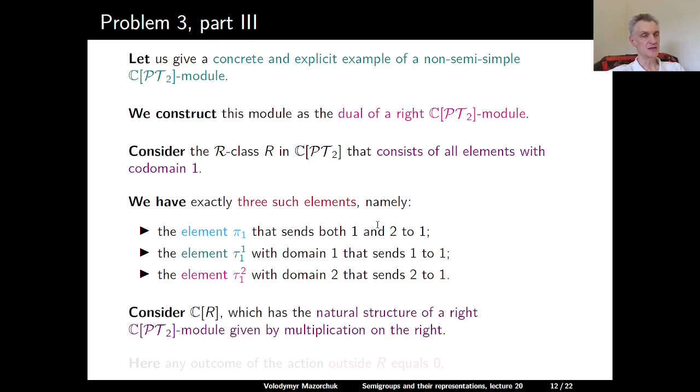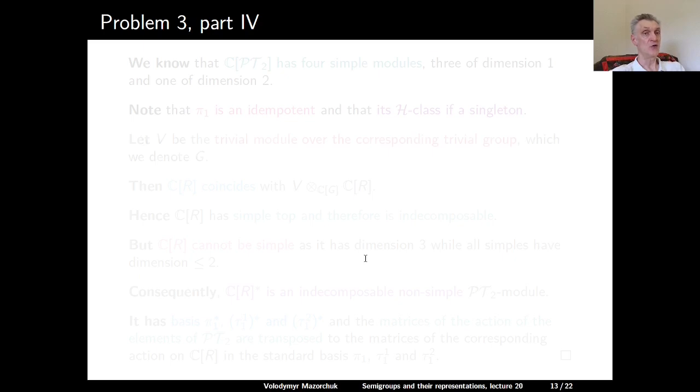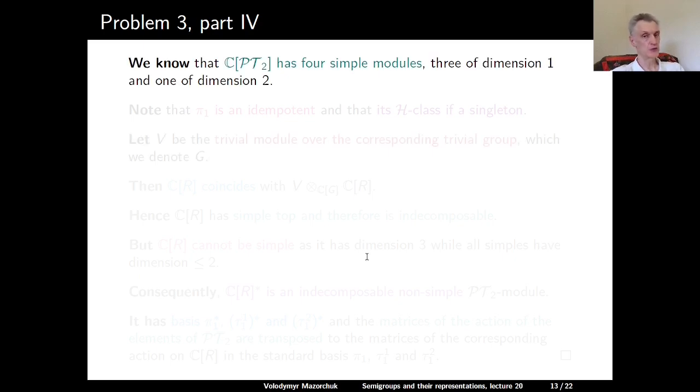If we linearize this right class R, this has a natural structure of a right module over Pt2, which is given by multiplication on the right. So if we multiply an element and we go outside R, then by definition we get zero. That's how the right module structure on CR is defined. We also know from the previous problems that Pt2 has 4 simple modules over the complex numbers, 3 of dimension 1 and 1 of dimension 2.